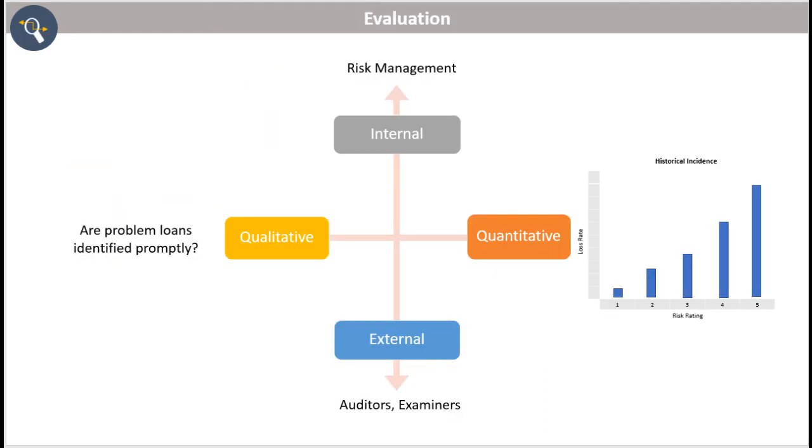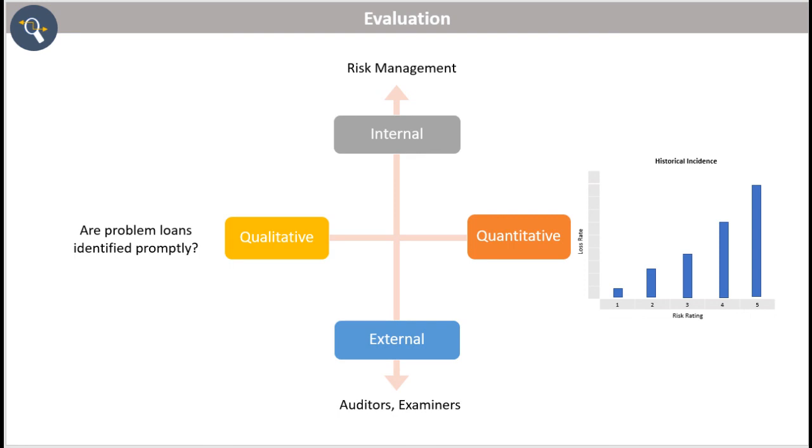Now the last part, evaluation. Rating systems should be evaluated and refined on an ongoing basis to ensure a couple of things. First, the rating matrices should capture the credit risk of different deals and make intuitive sense. Second, credit weaknesses should be identified promptly so that timely action can be taken to minimize credit losses. And third, loan loss reserves should be adequate with the credit risk of the portfolio.